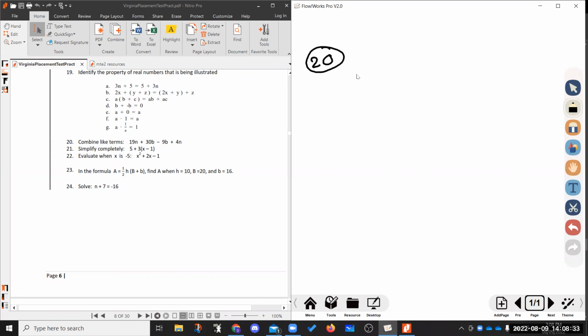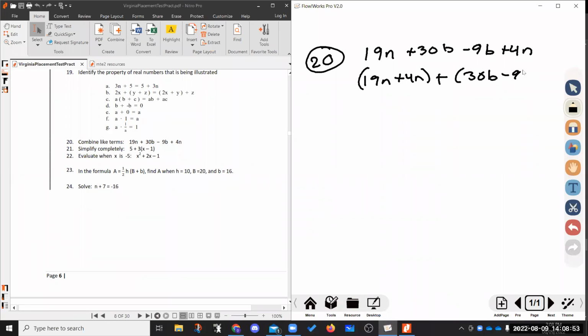All right, number 20. Ask us to combine like terms to simplify. 19n plus 30b minus 9b plus 4n. So I'm going to have to get the like things together. 19n and 4n are together. 30b and 9b are together because I add n's to n's. 19 plus 4 is 23n. 30 minus 9 is 21b.